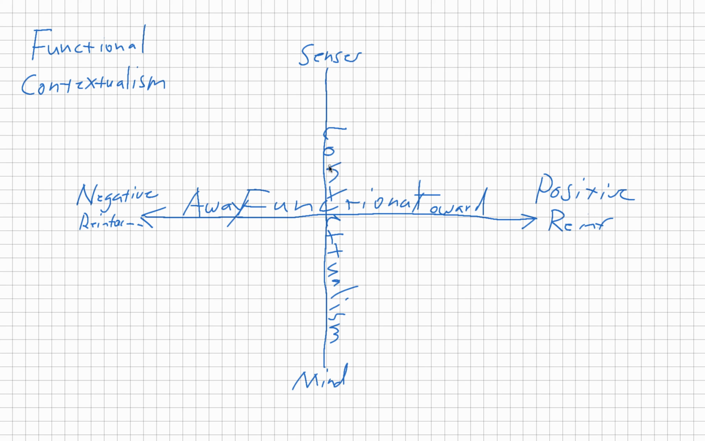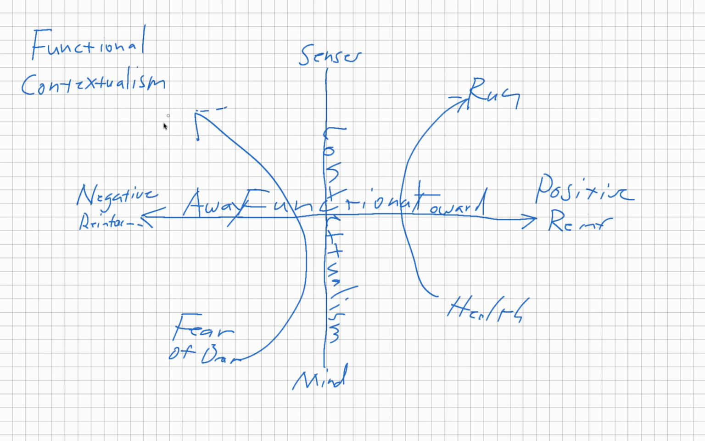So I might do a running behavior to run toward my health, so I might run for my health. Or there may be fear of a bear, and so I might run to save myself, that is, reduce this fear. And so that's where we get this thing of, it depends. The function of a behavior can depend on the context that it's within.